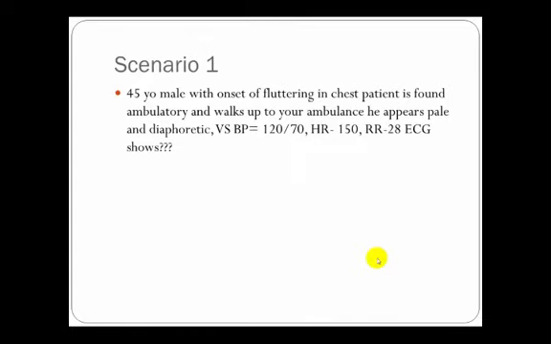Scenario 1. You have a 45-year-old male with onset of fluttering in his chest. Patient is found ambulatory and walks up to your ambulance. He appears pale and diaphoretic. Vital signs: blood pressure 120 over 70, heart rate 150 beats per minute, respirations 28, EKG shows this.